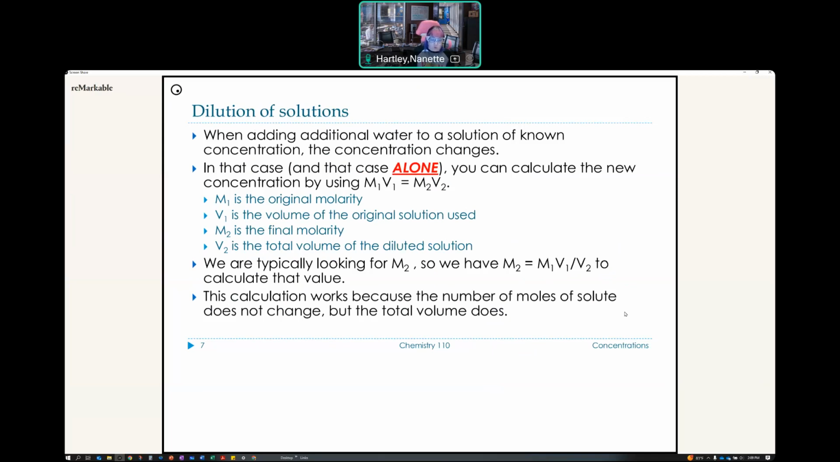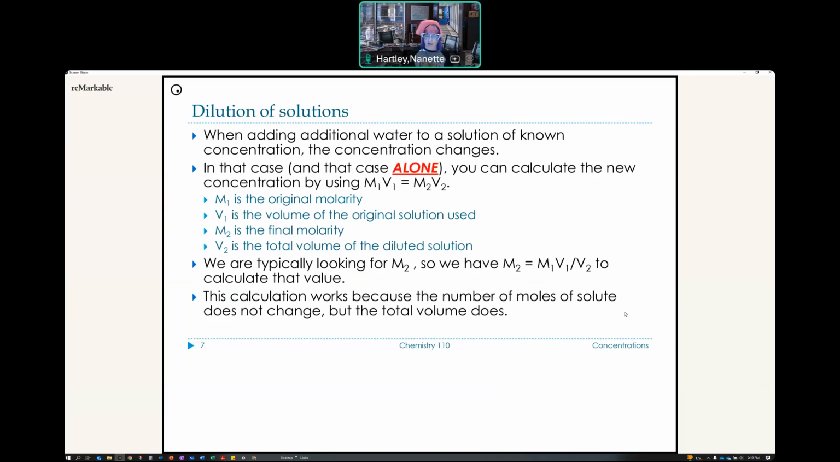I would use this only for dilution of solutions and not for stoichiometry. That is my why. That is what I'm going to tell you. It is a bad idea. So I would not do that. So this works for dilution only. And that's the only time I want to see you using it. If you do it on a test for anything that is not dilution of solutions, I am going to flip out about it.